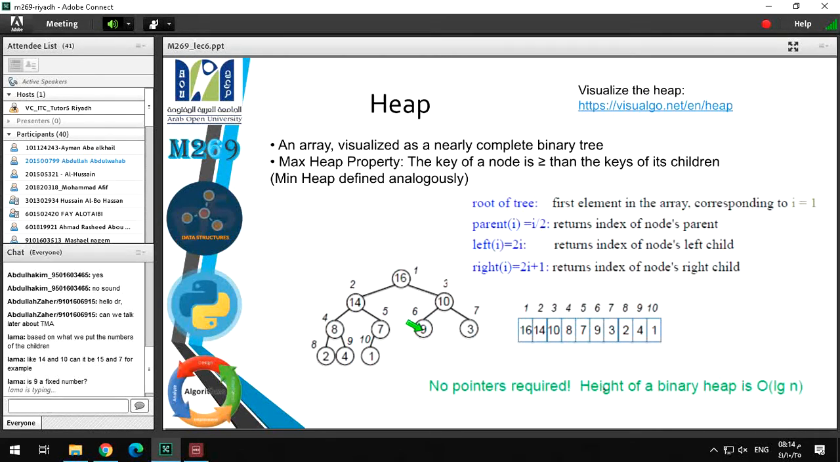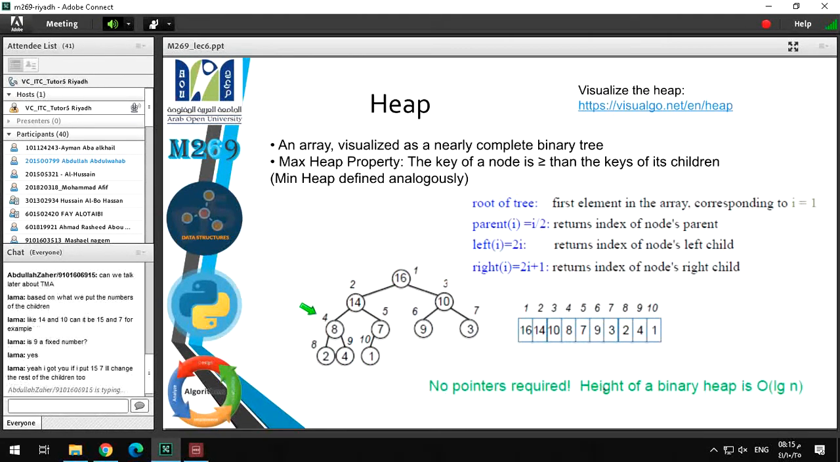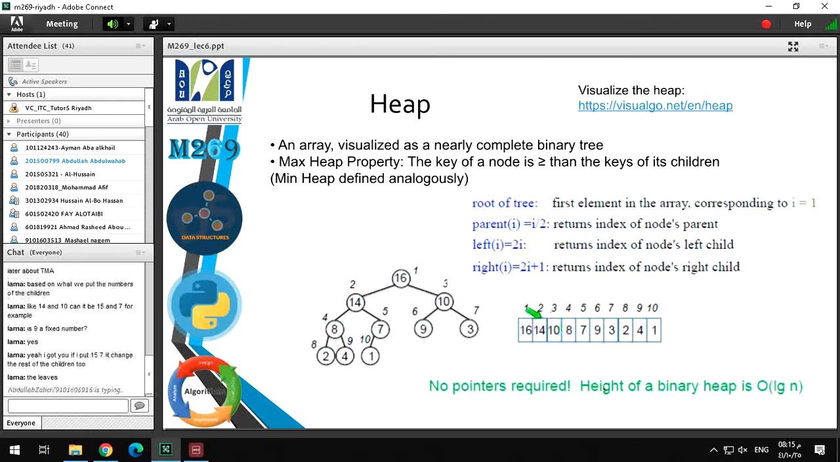Which 9 do you mean? This 9? No, these are just examples. The content of the tree, the items here, are just examples. No fixed values. The fixed things are the indices of the elements, like this one at index 1, index 2, index 3, index 4, 5, 6, 7, 8, 9, 10, which represent the indices of the array.